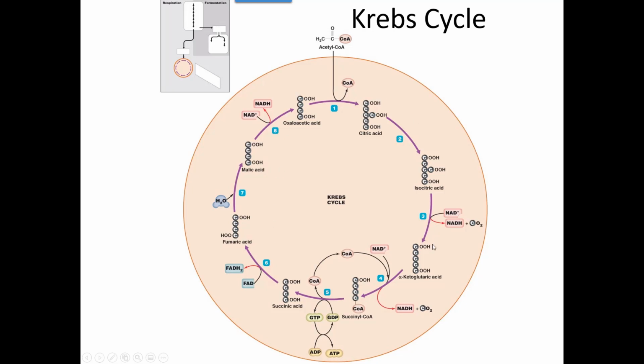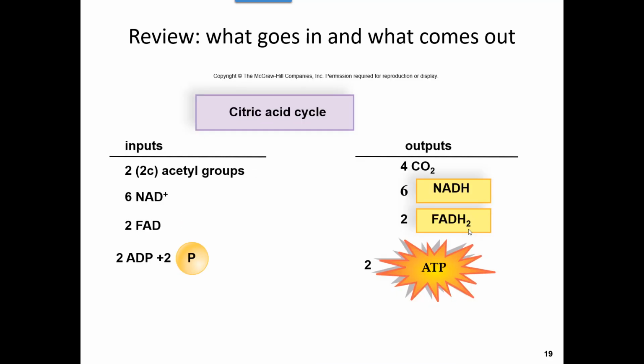So just as a review of what's going in and what's coming out of the citric acid cycle. We do have 2 acetyl-CoAs going in. We have some NADs that will turn into NADHs, some FADs that will turn into FADH2s once they've picked up those electrons and the hydrogens that go with them. And we had a couple ADPs that turn into ATP. So all of our carbon has now been lost as carbon dioxide. We've got lots of electron carriers, and we have ATP.